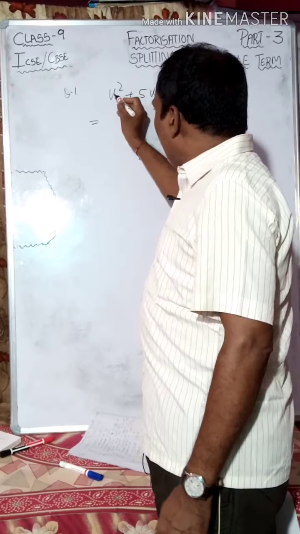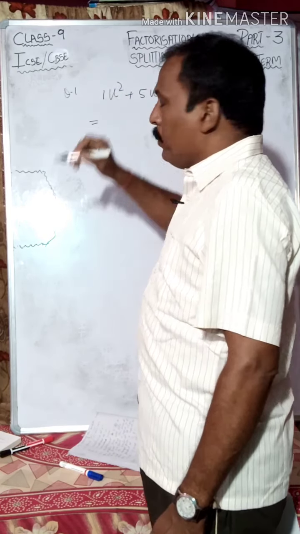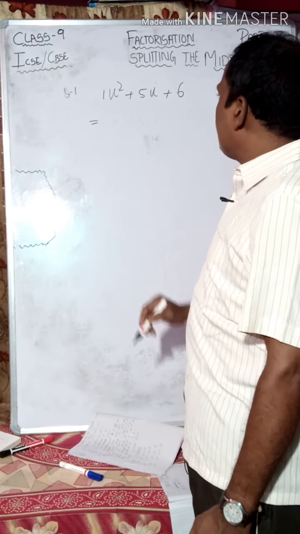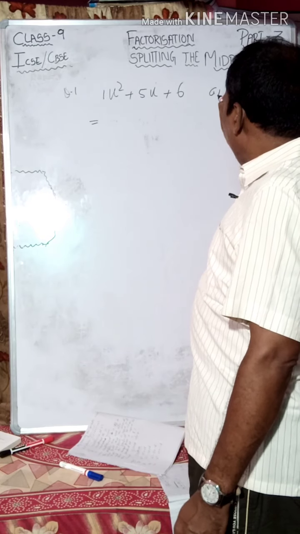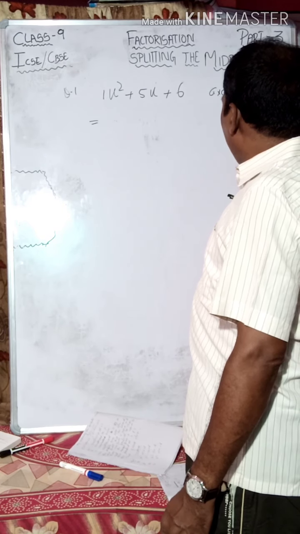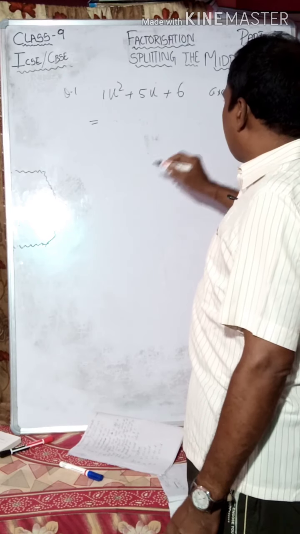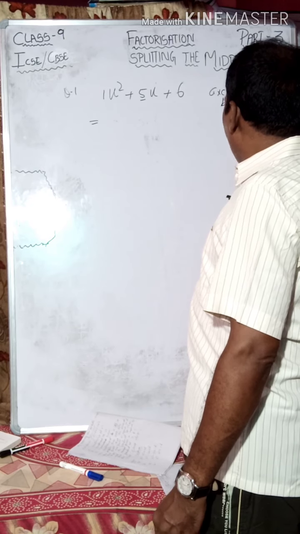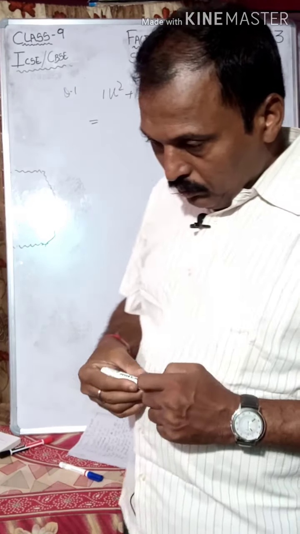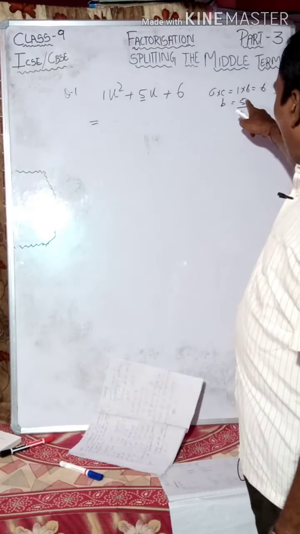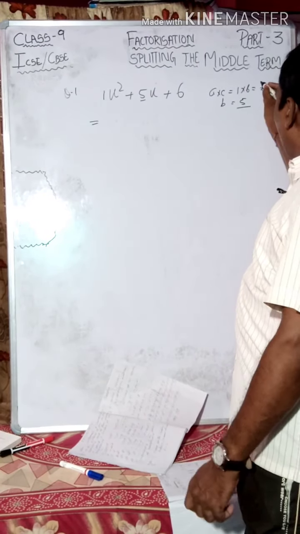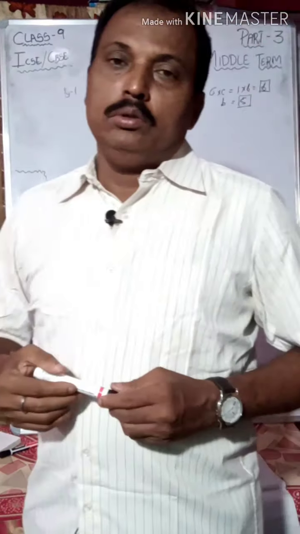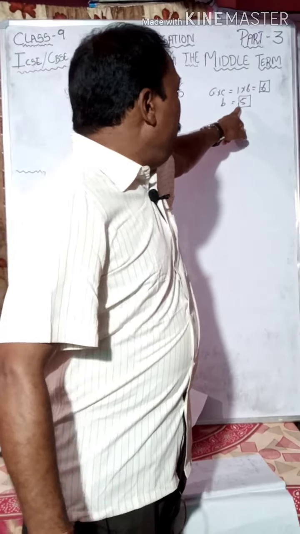Now what is the coefficient of x square? That is 1. What is c? c is 6. So a into c is equal to 1 into 6, that is equal to 6. And what is the middle term? The middle term b is equal to 5. So now take two numbers whose product is 6 and whose sum will be 5.